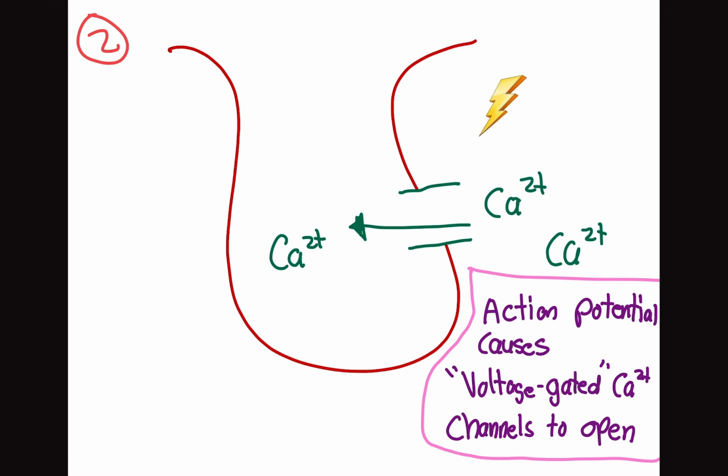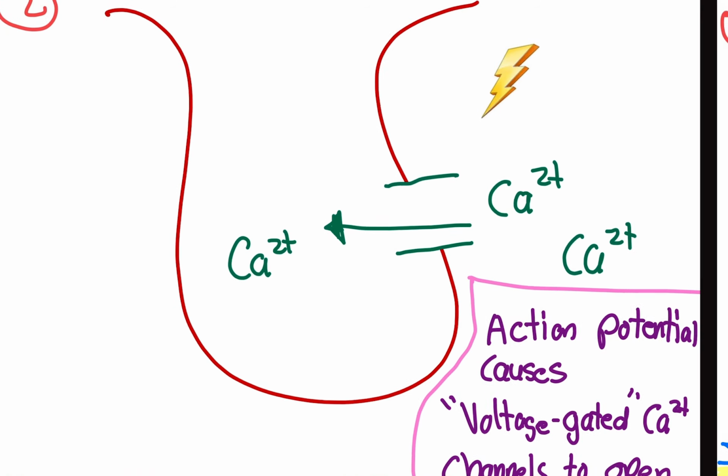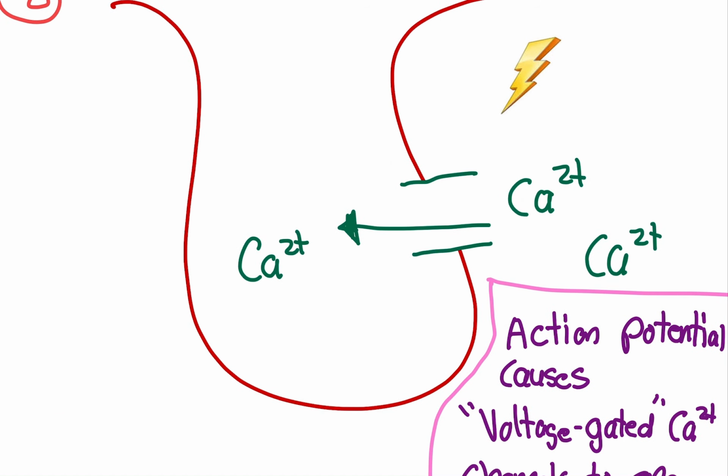The action potential causes voltage-gated calcium channels to open. Okay, so you see we have a calcium channel, and it opens. And calcium rushes in. So calcium is rushing into the axon terminal. So a lot of calcium here. It's rushing in. Okay? So far, so good?